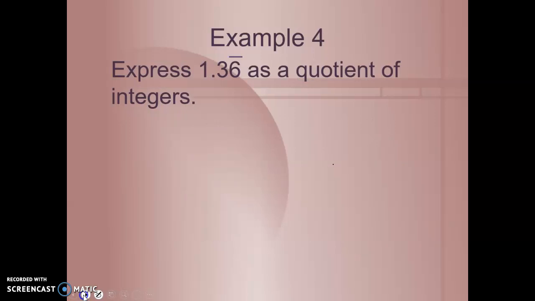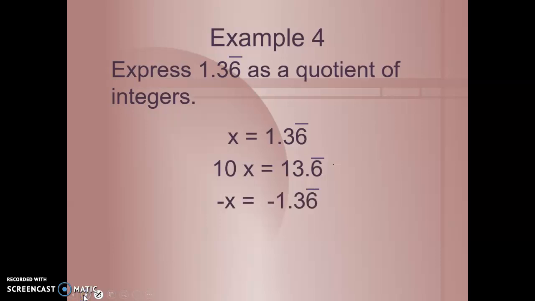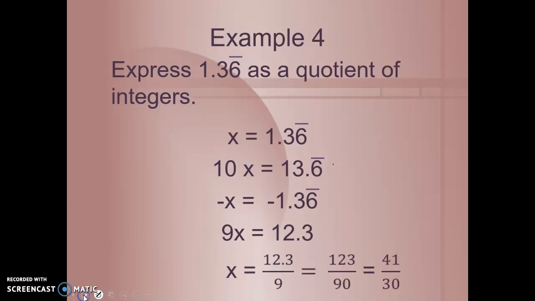Express 1.36 as a quotient of integers. We're going to multiply by 10, subtract our x. We get 9x equals 12.3. Divide that by 9 and simplify, you get 41 over 30.